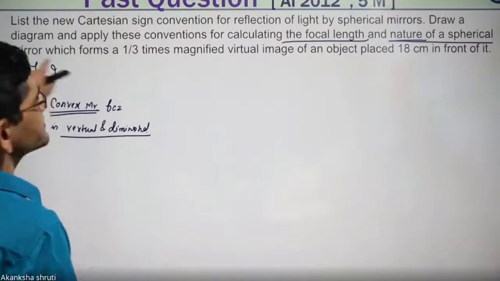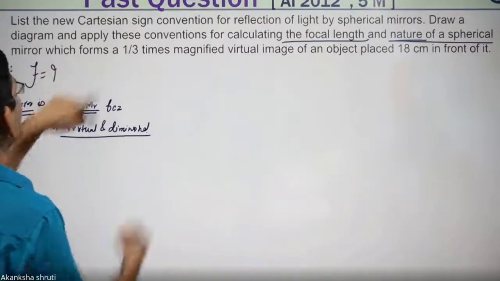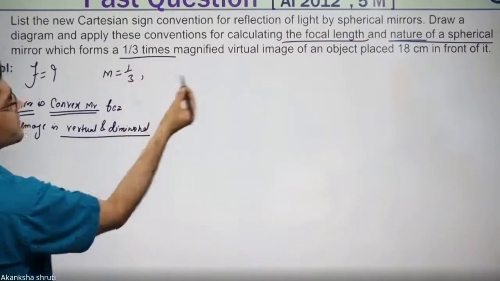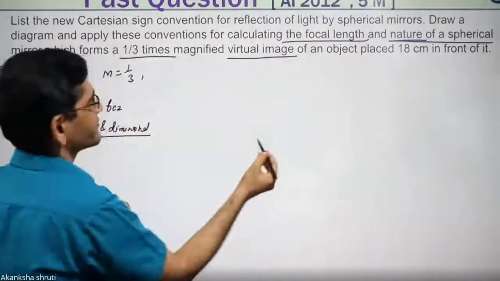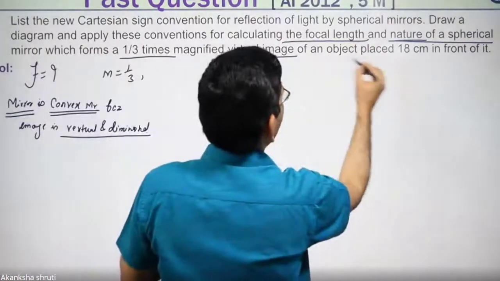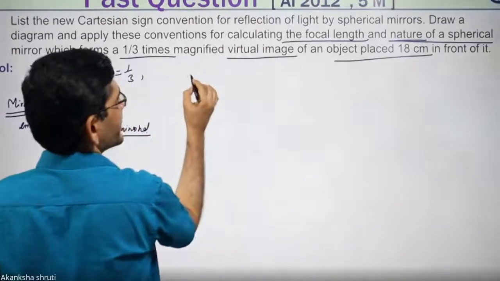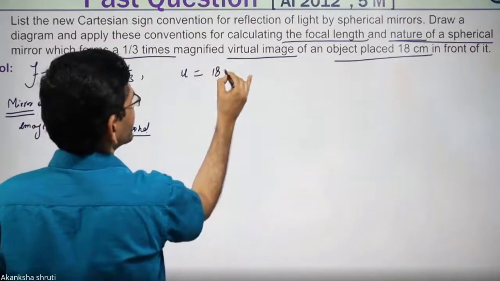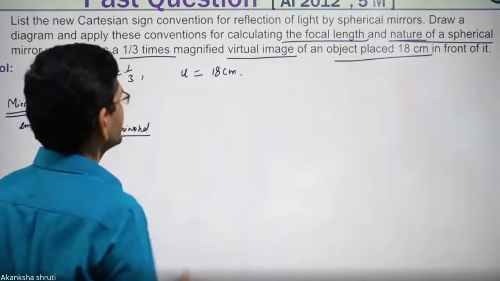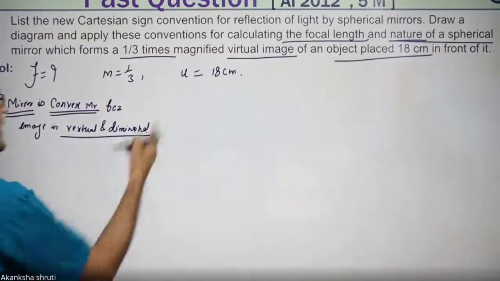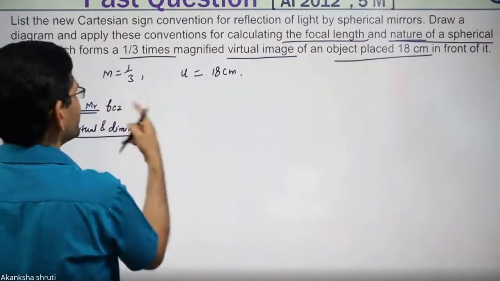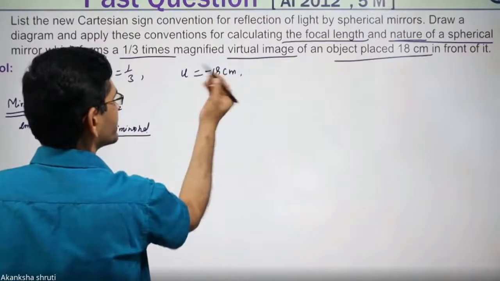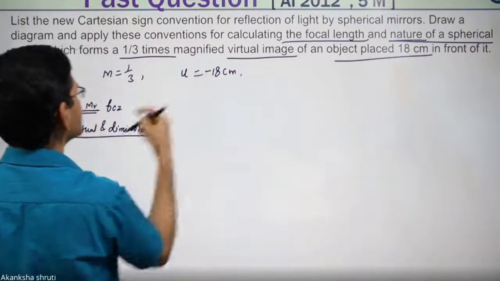The next part is we have to calculate the focal length, whose magnification m is 1/3. This one, virtual image that we had already used of an object. So object placed 18 centimeter, so u is given as 18 centimeter in front of it. Students, using this u and magnification, it can be determined. But keep in mind, sign is very important. So u is always taken negative. So put the negative sign before this, -18.